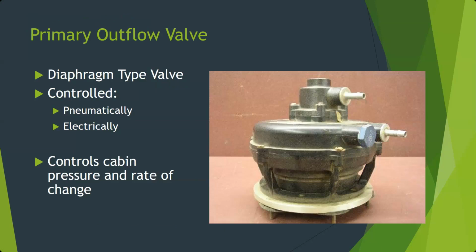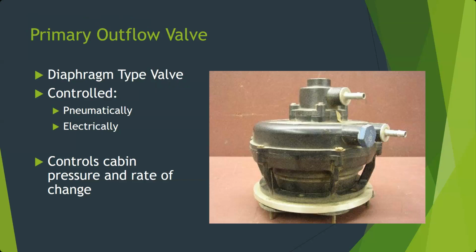They can either be controlled, older aircraft, they were often controlled pneumatically, just with differential pressures, aneroids, and that kind of thing. Newer aircraft, most of them are electrically controlled, where they have a computer tied into the inputs. The pneumatic ones often didn't even have computers. They just had analog gauges and pressure. But it's going to control that cabin pressure and rate of change based on how quickly this valve opens.